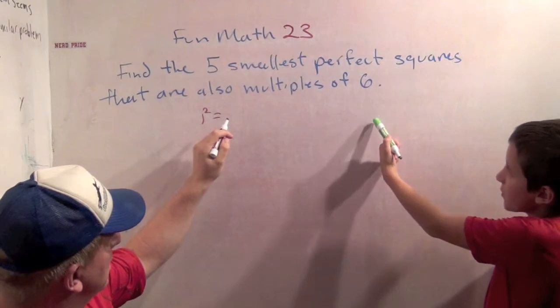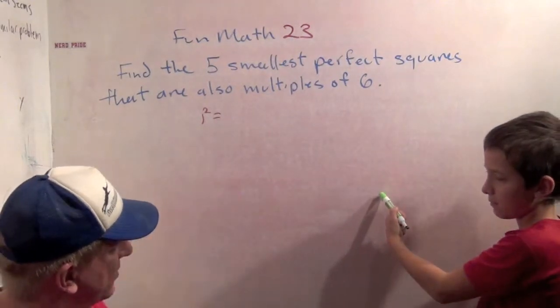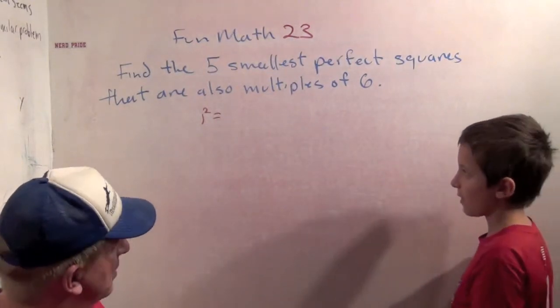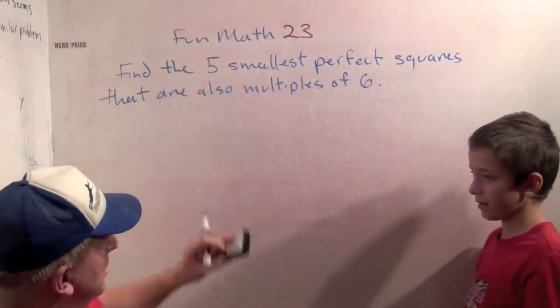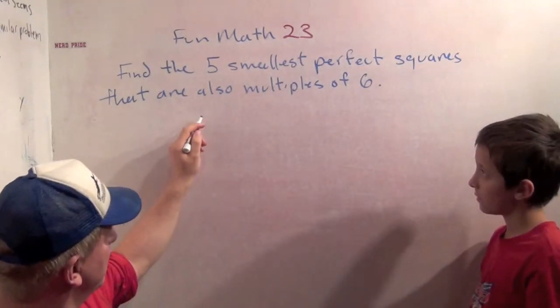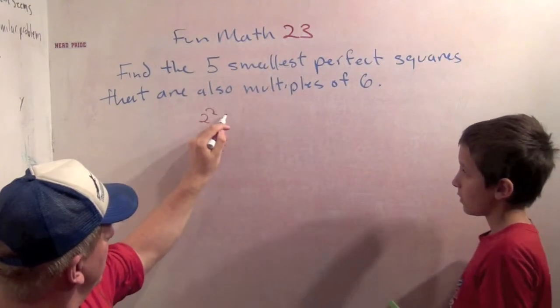Well, all multiples of 6 are even. So that means it can't be odd. Okay, well that's good. That saves us some time. So you want to start at 2? Yeah. 2 squared is 4.